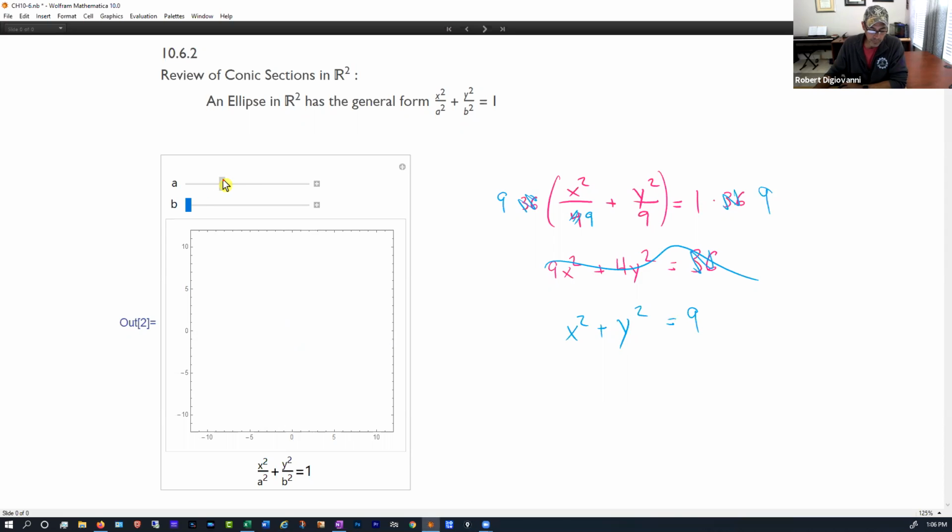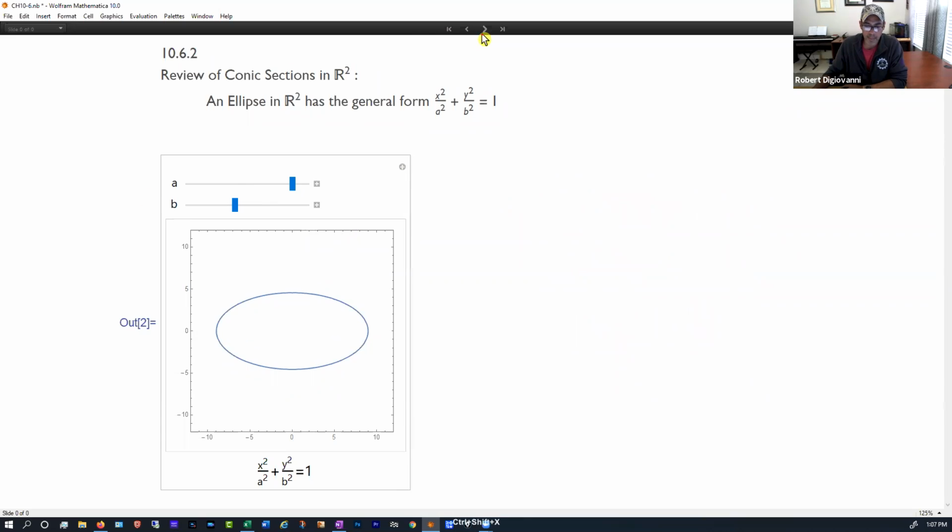And so the A and the B just control the shape of the ellipse. If the B squared is bigger than the A squared, then the ellipse is going to be taller than it is wide, right? If the A squared is bigger than the B squared, then it's going to be wider than it is tall, right? Okay, we good? Any questions?